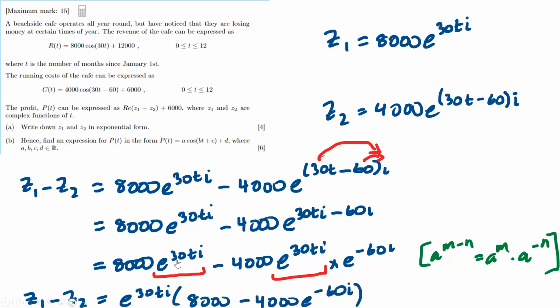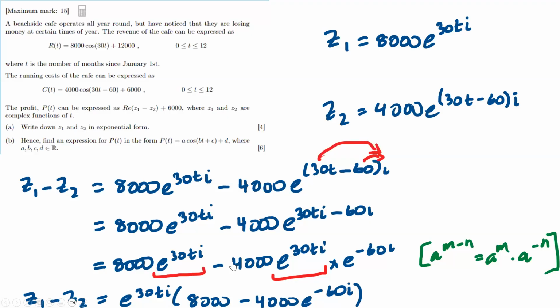Just noting we've taken out the common factor of e to the power of 30 times t times i, and in the brackets we have 8,000 minus 4,000 times e to the power of negative 60i. That's the most important part of this entire question because we're trying to write Z1 minus Z2 as a single complex function. What was stopping us from doing it was we had this variable t inside the exponent there, which meant the calculator wouldn't be able to cope with it.